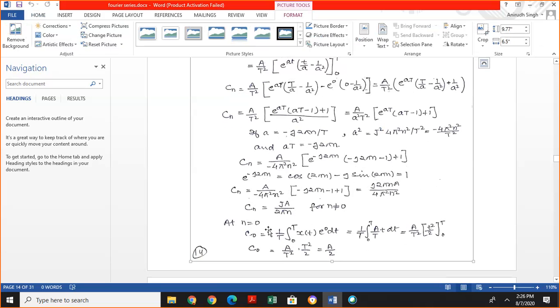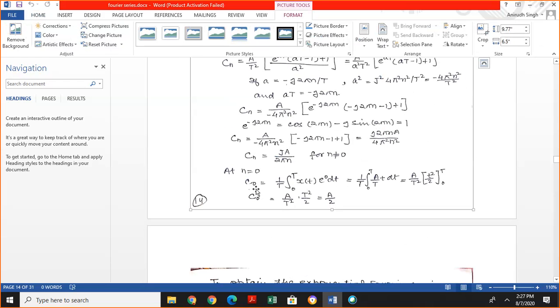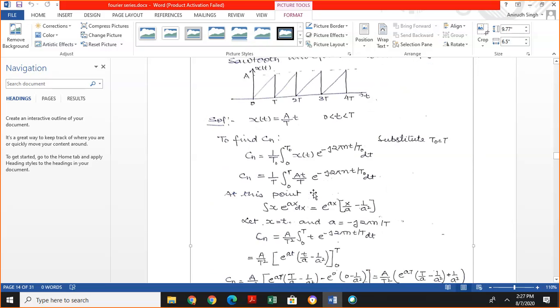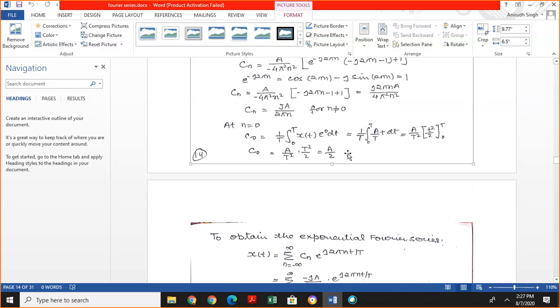When n is equal to 0, Cn is 1 by T integration 0 to T x of t. When we substitute n equal to 0, the exponential becomes exponential 0 in this.